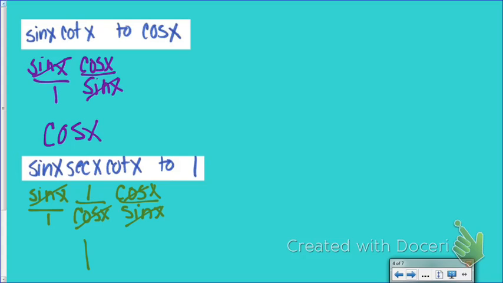But again, there are multiple ways you could do this. Another way I could have done this is to replace sine with 1 over cosecant, keep secant by itself, and replace cotangent with cosecant over secant. That's also on that quotient identity page. And if I did that, secants cancel, cosecants cancel, and all I'm left with is 1. So there are multiple ways you can do these correctly.